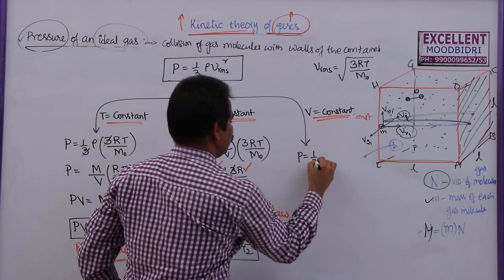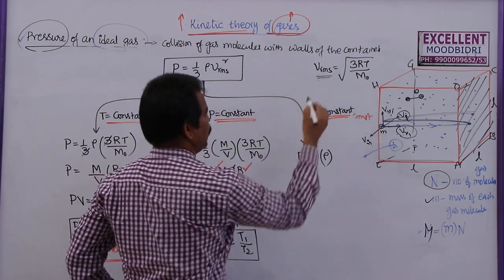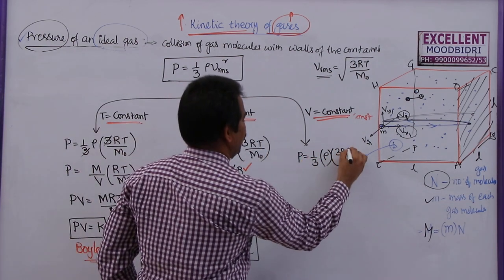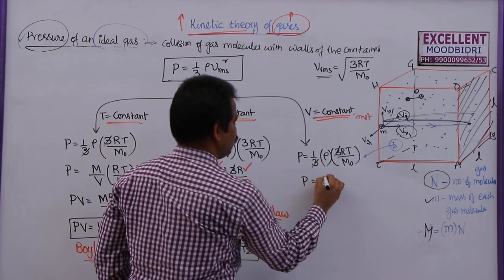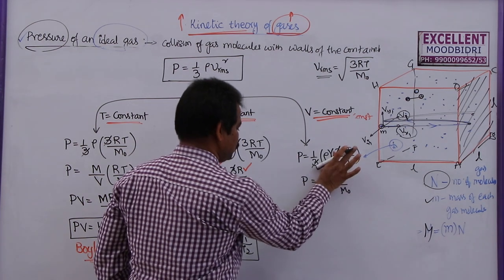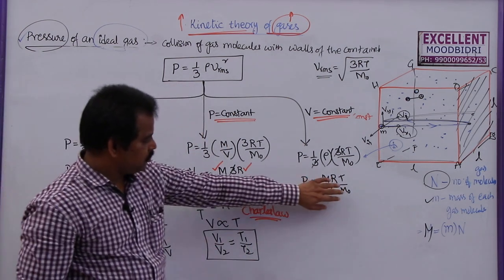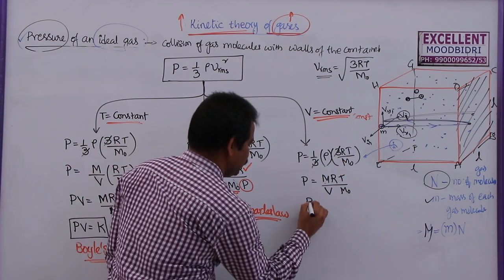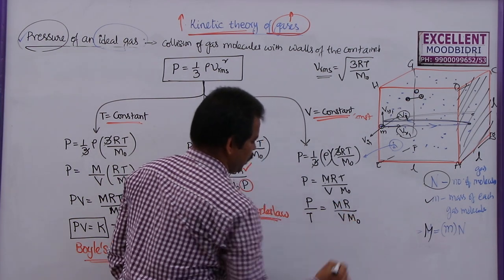We know that P is equal to 1/3 rho Vrms square. What is Vrms square? It is 3RT by m naught. 3 and 3 get cancelled. Pressure is equal to rho RT by m naught. Let me write rho as mass by volume. Now as volume is constant, keep the volume on that side and bring all the terms to this side. P by T is equal to mR by V m naught.